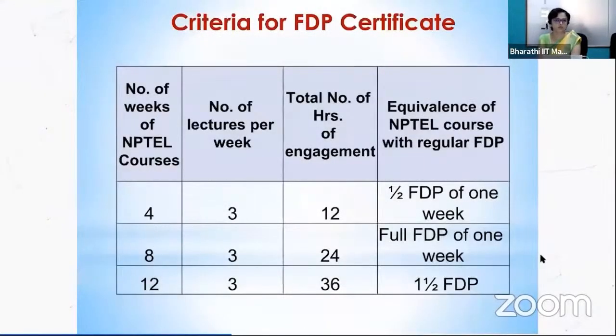The conversion that they do is a 4-week NPTEL course is equivalent to half FDP of 1 week. An 8-week NPTEL course is a full FDP of 1 week, and a 12-week course is equivalent to 1.5 weeks FDP equivalent. So this is the equivalence of it.